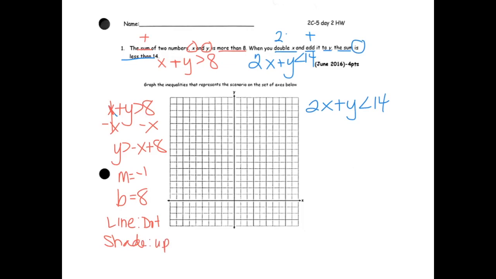The house did not burn down. All right, let's get both of these in slope-intercept form first. Set them equal to y. All right, so I have my slope is -1. Y-intercept is 8. My line will be dotted, and we're going to shade up. Okay? I'm going to do the same thing on the other side.